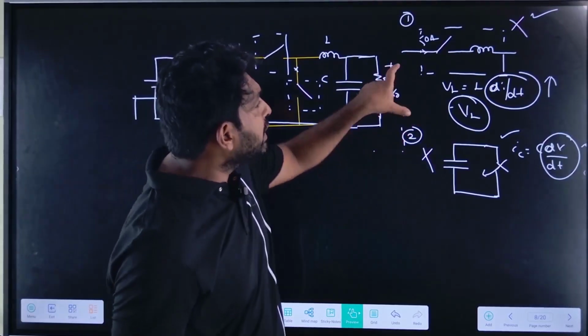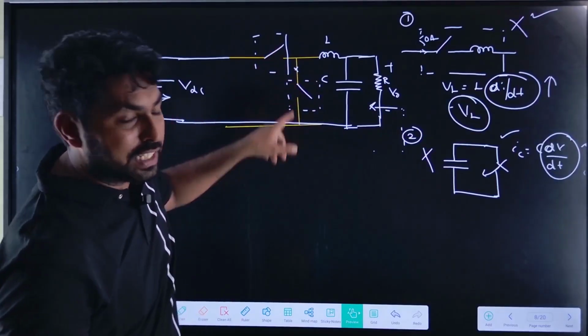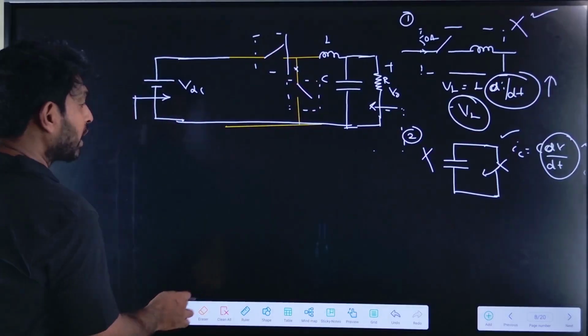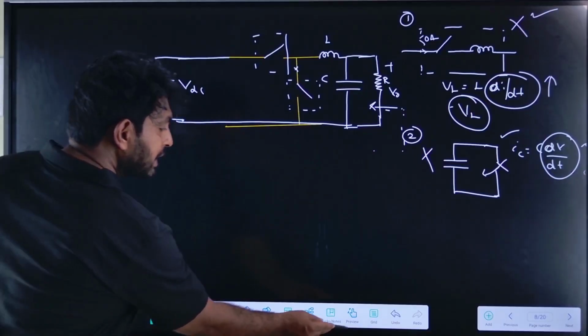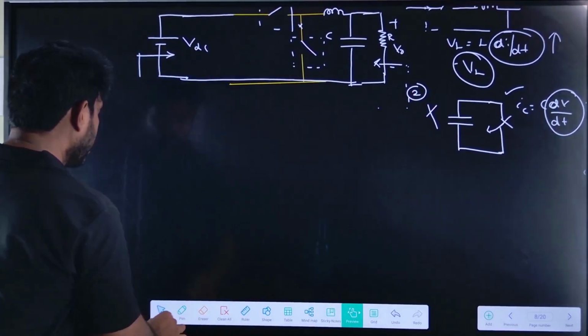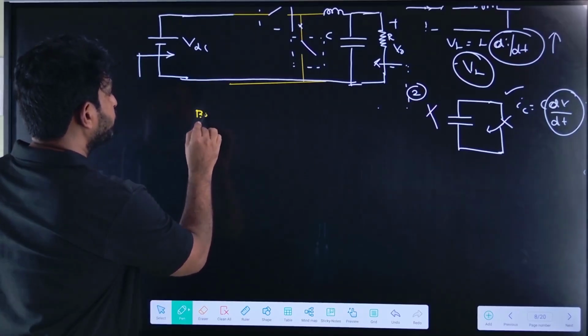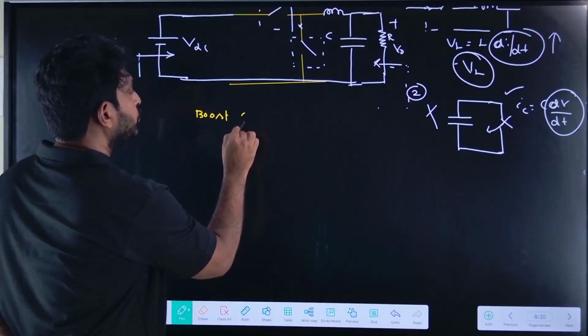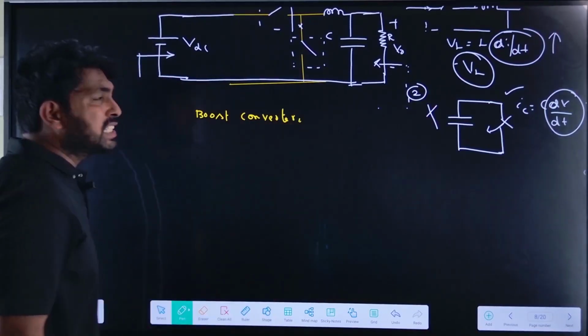If I connect the source here, the starting element should be the shunt element and then the series element. For example, if I want to draw the boost converter, how could I draw it? So let us draw the boost converter here.